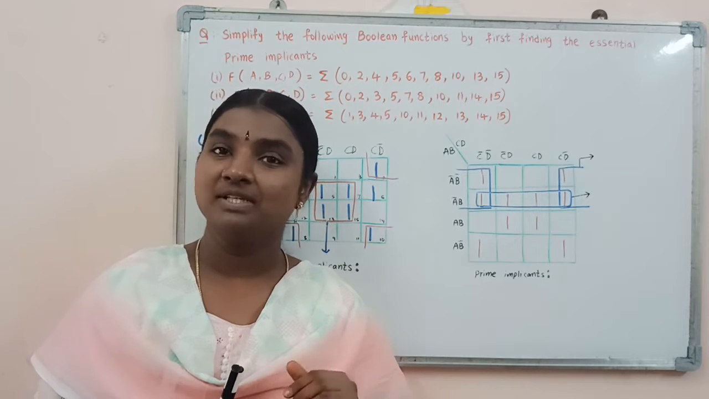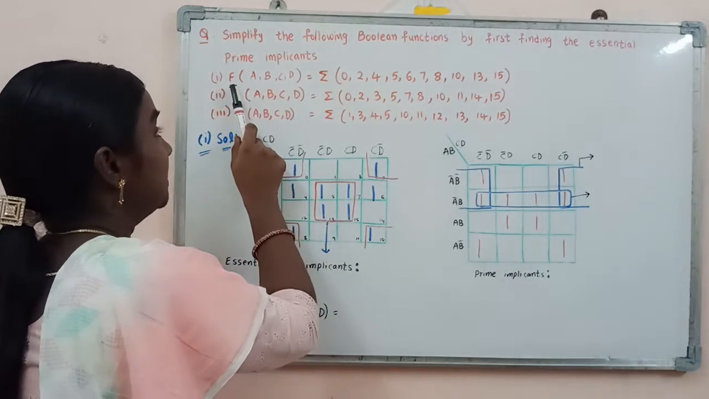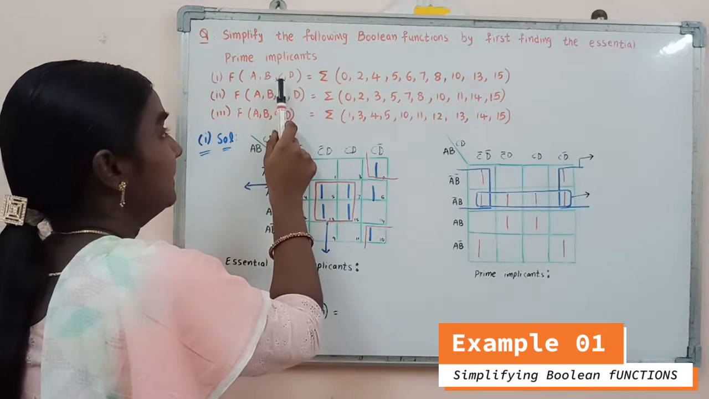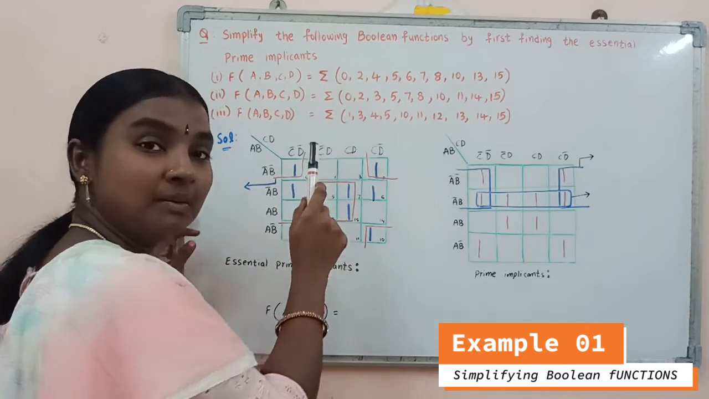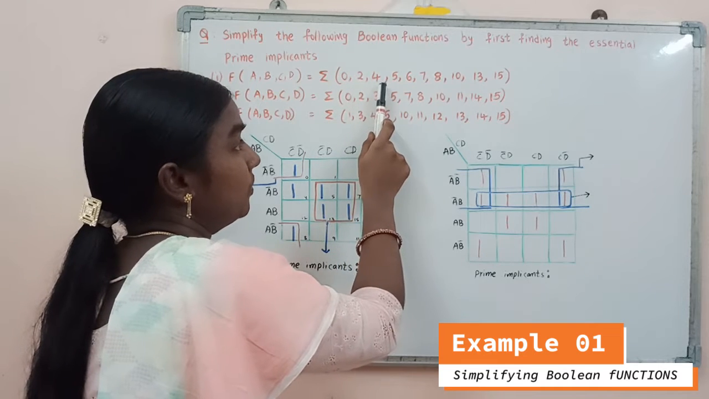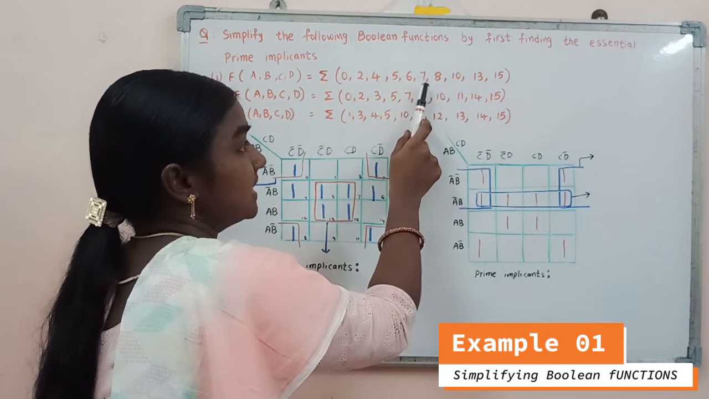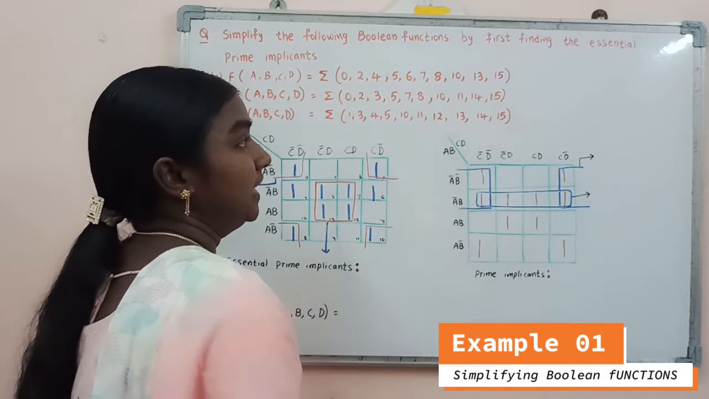Now here firstly we will consider the first function, that is, function of a, b, c, d is equal to sum of minterms mentioned here: 0, 2, 4, 5, 6, 7, 8, 10, 13 and 15.